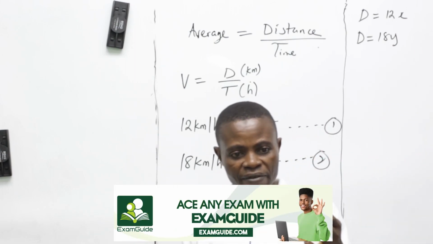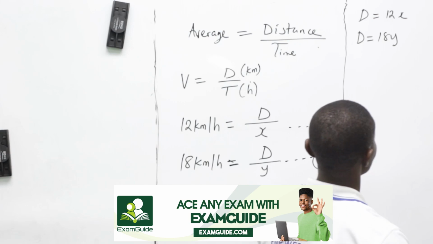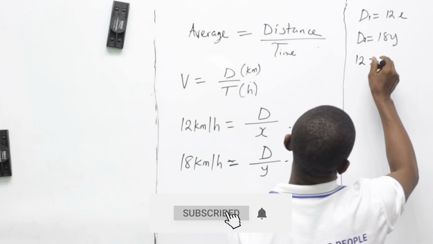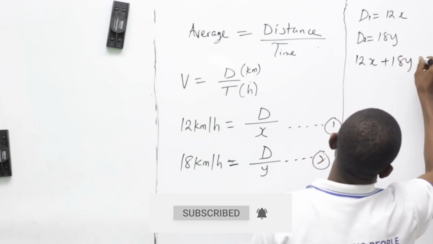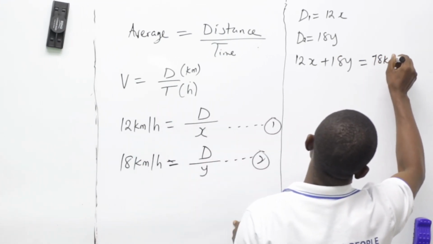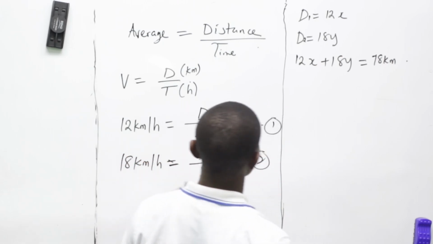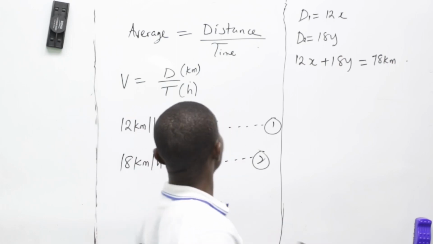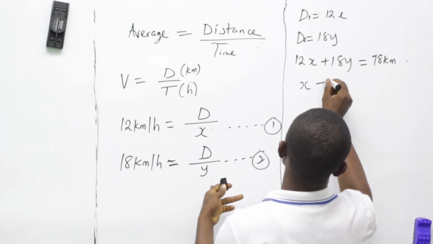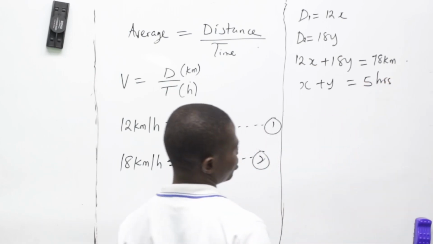Now, how many different distances do we have? We'll have 2, meaning D1 plus D2, that is 12x plus 18y. Altogether, total distance is what? 78 kilometers. Now, for time, we'll say T1 plus T2. Where are they? x and y. That is x plus y equals, the total is what? 5 hours.